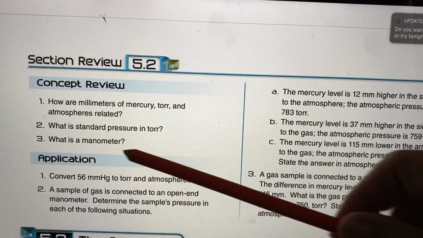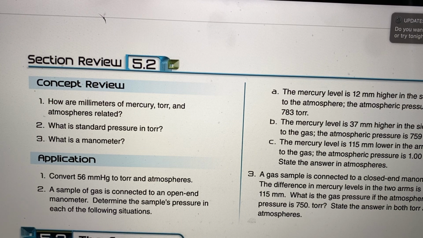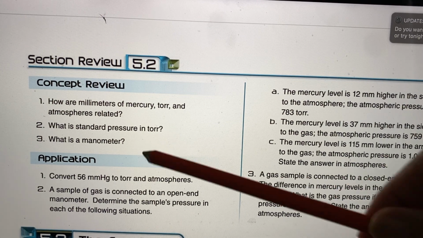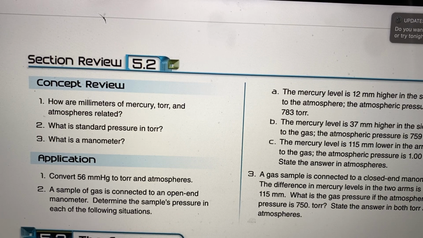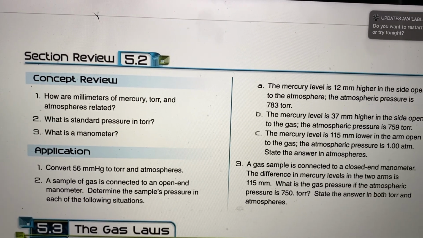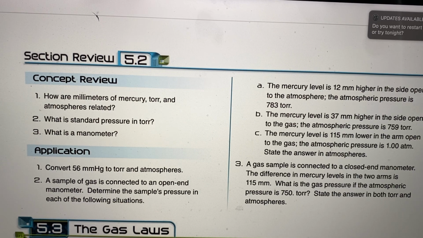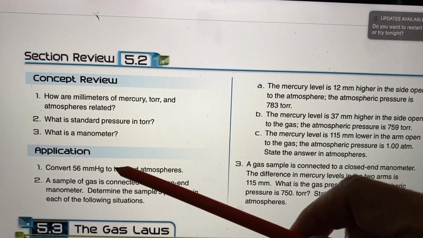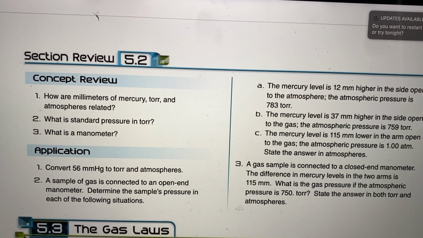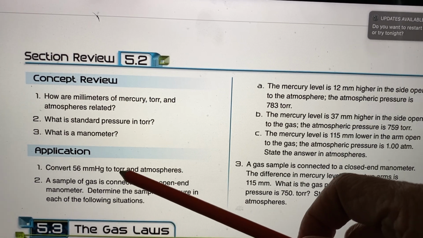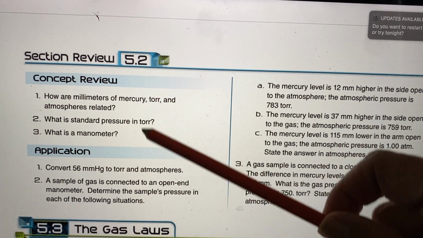So what is a manometer? A manometer is a common laboratory device that measures pressure. So the review here, our application says, convert 56 millimeters of mercury to torr and atmosphere. Well, 56 millimeters of mercury is going to equal 56 torr. These two are the same. That's pretty easy. And then 1 atmosphere is going to be 760 torr, the same as we got up here.